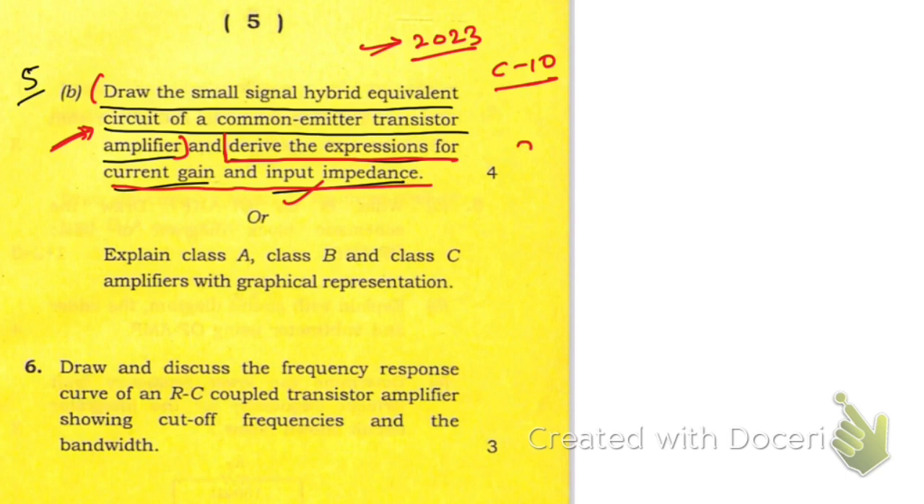Now we are doing the 2022 paper. Okay, 2023 is already done. If you check the question number 5B, if you have noted those answers of 2023, then you can find the answer in the same question number. Okay, so now let me show you those expressions, current gain and input impedance.